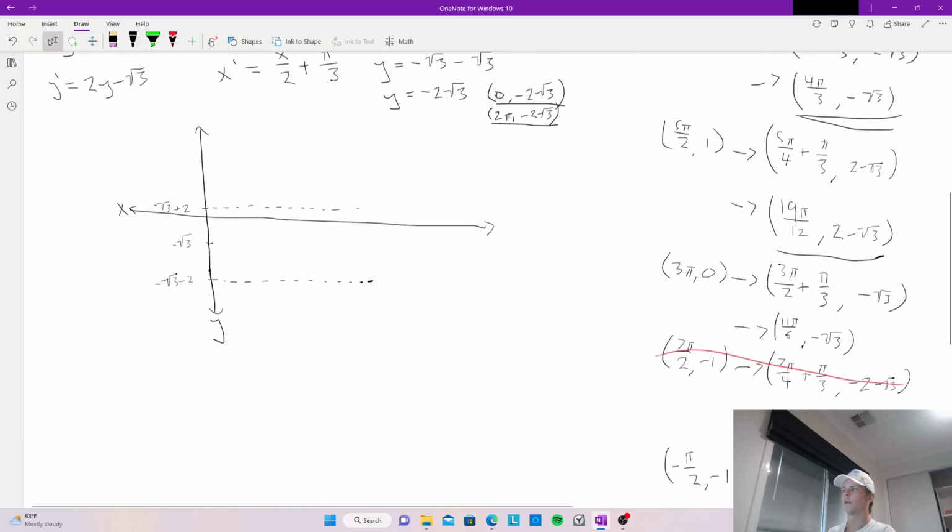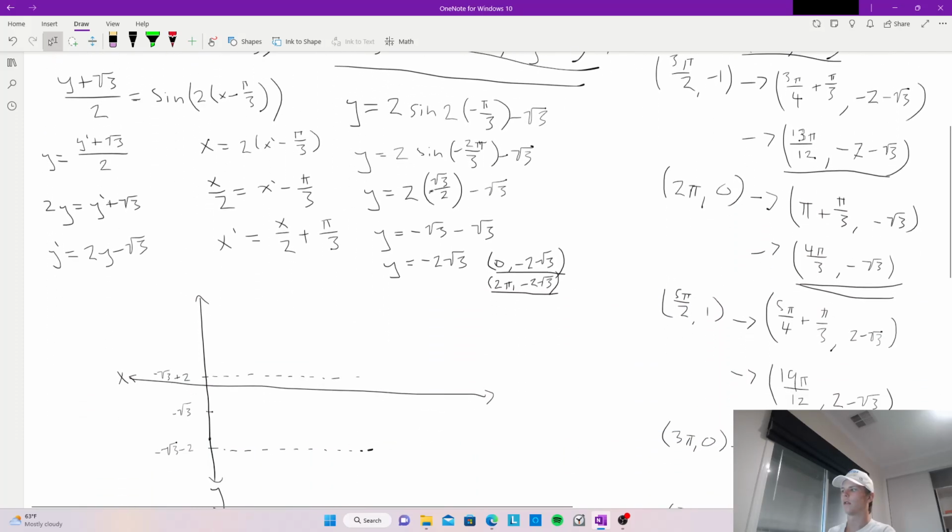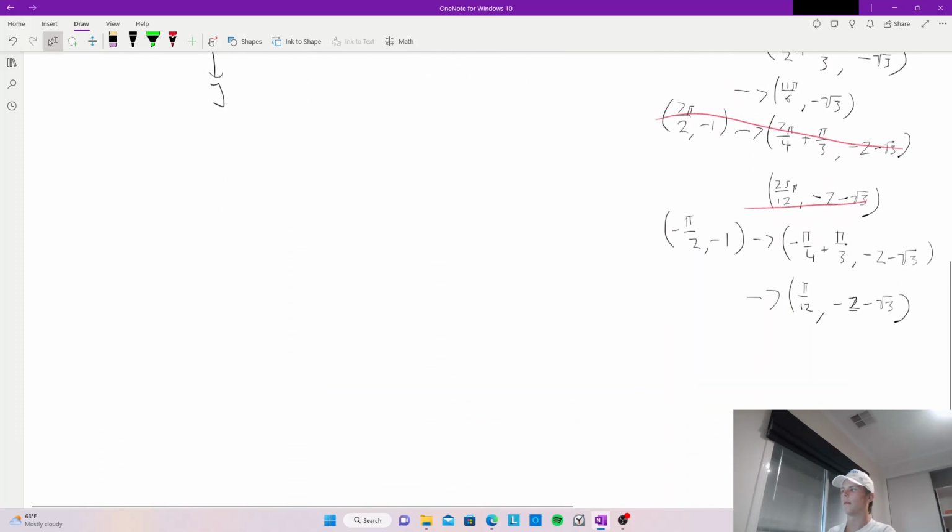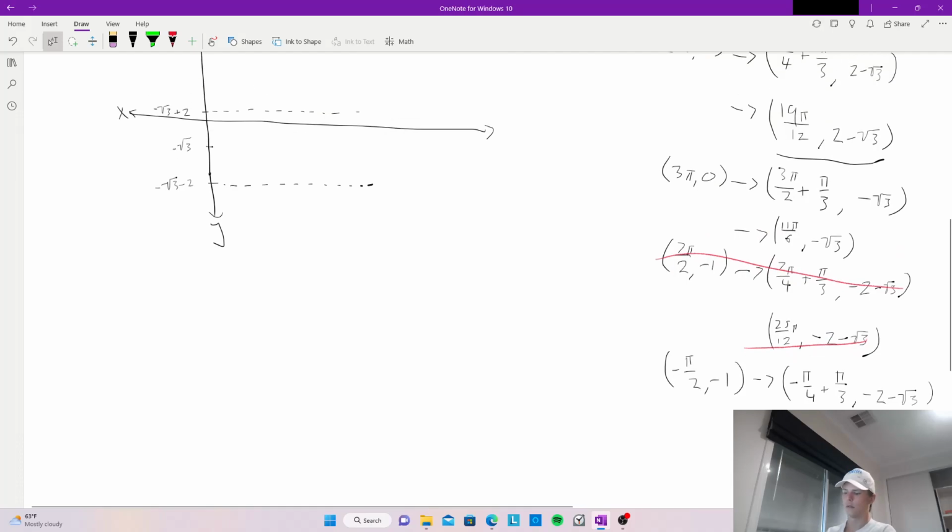So this is pi over 12. I think that's our shortest value. Yeah, that's definitely our lowest value. So we know that our first minimum point is going to be here, because obviously the graph doesn't go over there and come back. So our first minimum point is before our first maximum point.